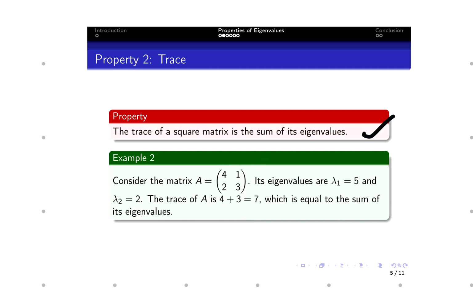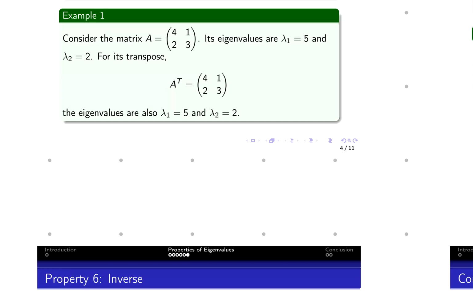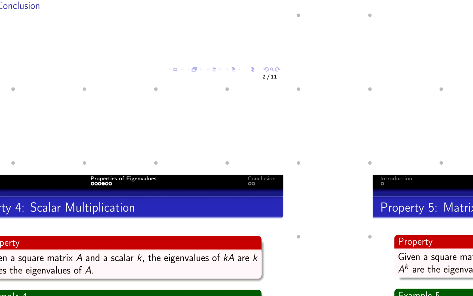So after adding 4 plus 3, that's 7. You want to check if it is correct by adding up the eigenvalues also. So they have to be the same. 4 plus 3 equals 5 plus 2, and that is 7. So that's very important. It looks very simple, but you'll see how important it becomes when you have very large matrices to deal with.